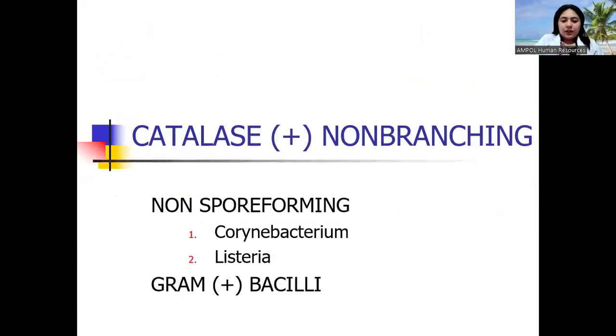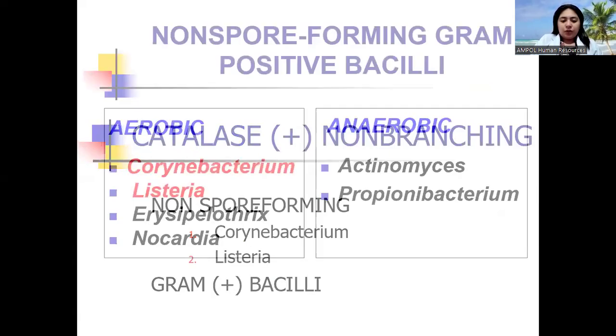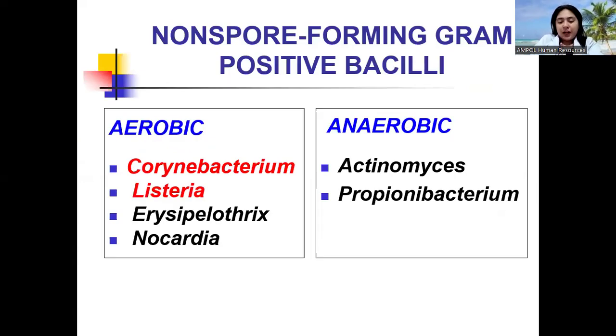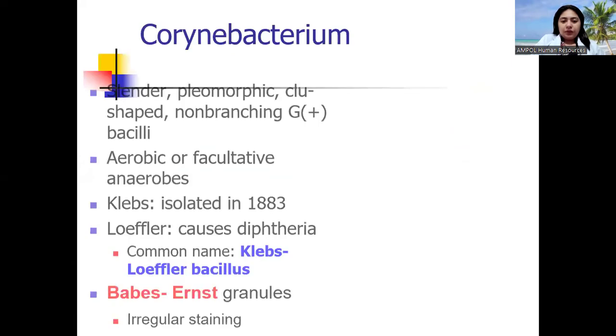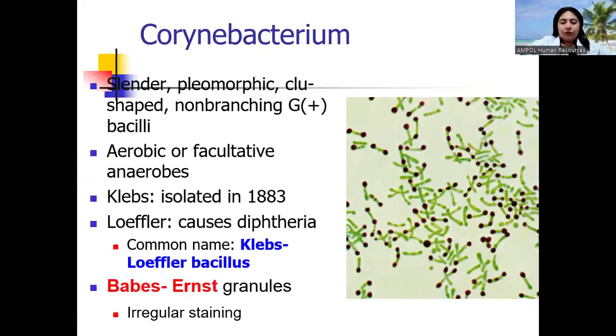Okay? So let's start with your catalase positive sila na non-branching. So non-spore forming, aerobic, ay si Corynebacterium and Listeria. Ka-aerobic ta first sa kanilang duha na non-branching. So Corynebacterium, they are slender, pleomorphic, club shape. Club shape siya kay mura siya club. Non-branching na gram-positive bacilli. So they are aerobic or facultative anaerobes.